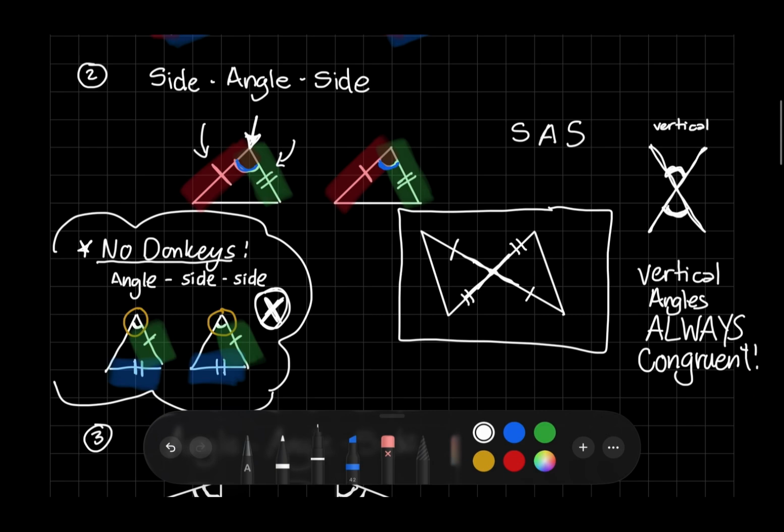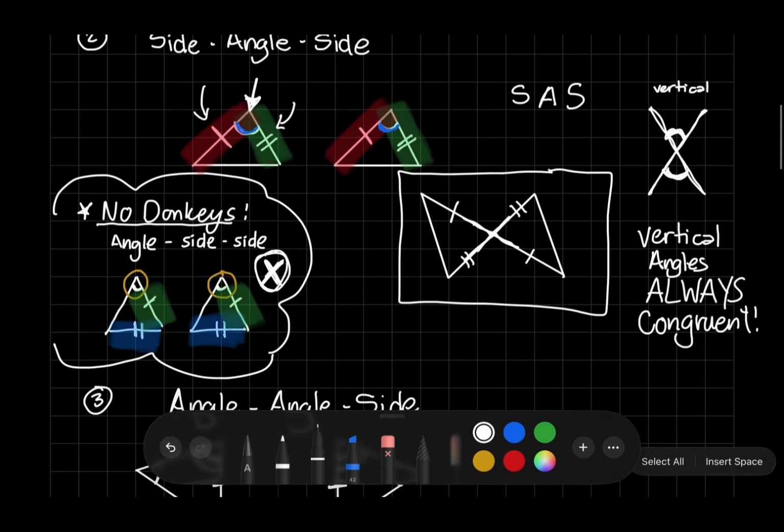Ooh, there we go. Vertical angles are always congruent. So, because I've identified that these two angles right here are vertical angles, I know that they are congruent, even if they are not marked. Now, if it helps you out, I definitely recommend marking these two angles.